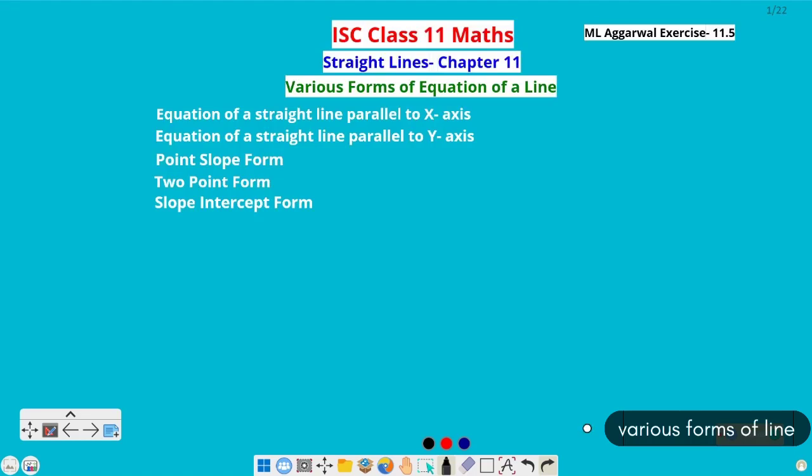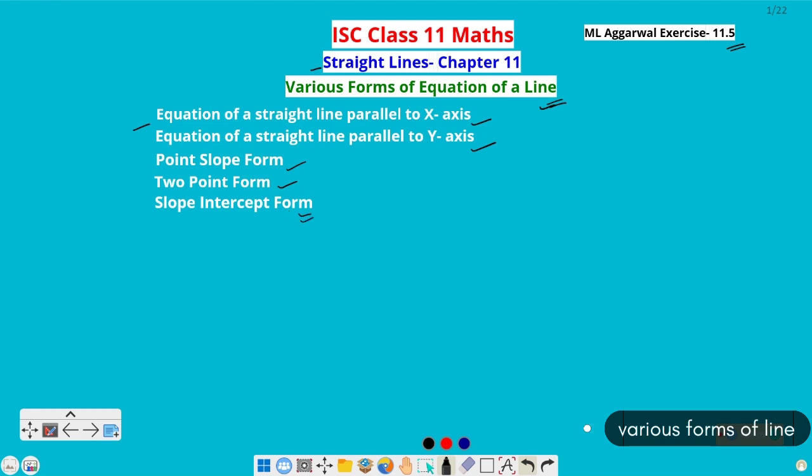हेलो स्टूडेंट्स, प्रीवियस लेक्चर के कंटिन्यूएशन में आज हम स्टडी करेंगे इन स्ट्रेट लाइन वेरियस फॉर्म्स ऑफ इक्वेशन ऑफ अ लाइन and we will solve exercise 11.5. In this exercise you have to find equation of line under given conditions. Which form you will apply depends on conditions given in the question, and these conditions are: first, equation of a straight line parallel to x-axis; second, parallel to y-axis; point slope form, 2-point form, and slope intercept form.